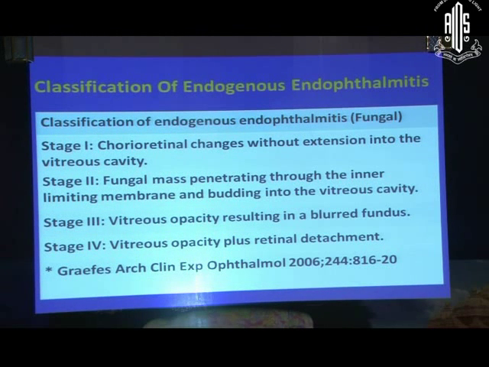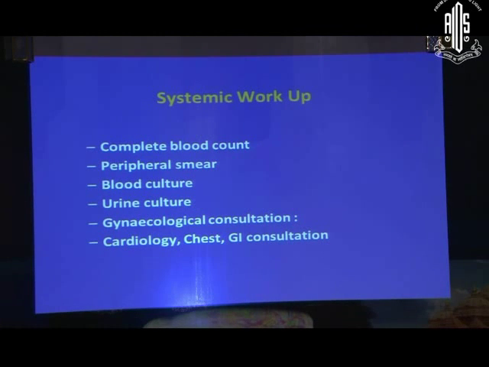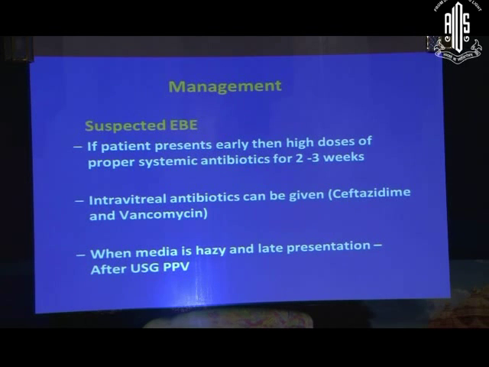There is a classification. Basically, it comes from the choroid. Stage 1 is choroidal changes without extension into the vitreous cavity. Stage 2 is fungal mass penetrating through the inner limiting membrane and budding into the vitreous cavity. Stage 3 is vitreous opacity resulting in a blurred fundus. Stage 4 is vitreous opacity plus retinal detachment, when it comes from a hematogenous source. These are the important things one has to remember. We have to keep in mind the findings in the systemic workup which tell us that this patient is immunocompromised or has any other kind of existing infection.